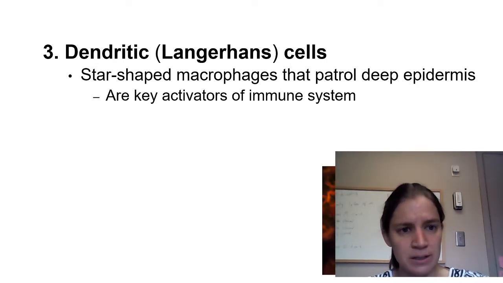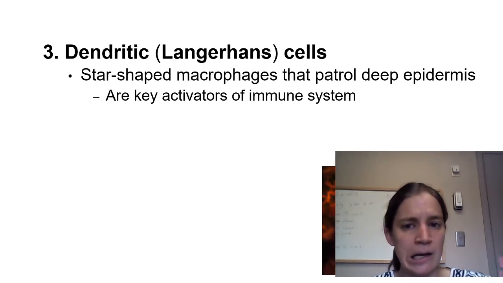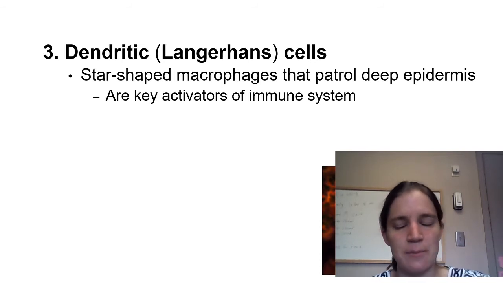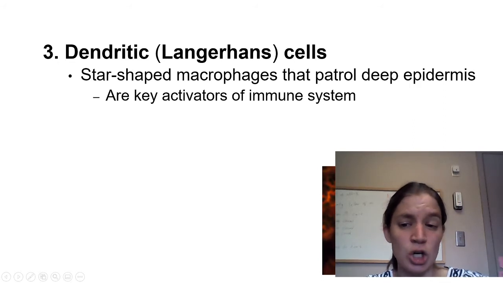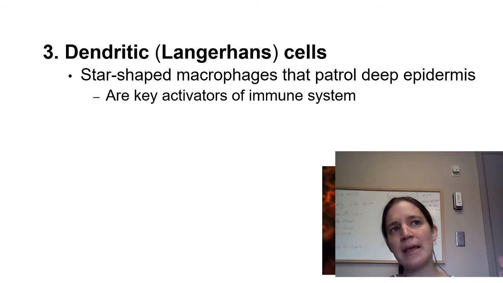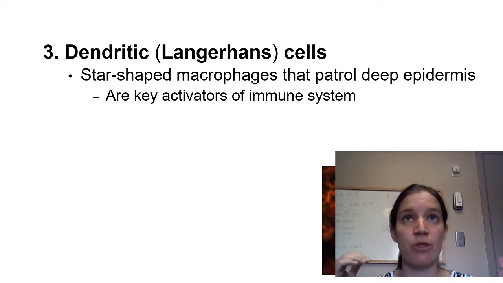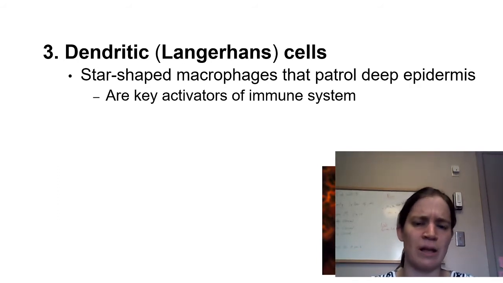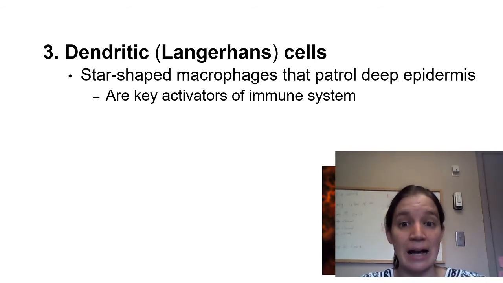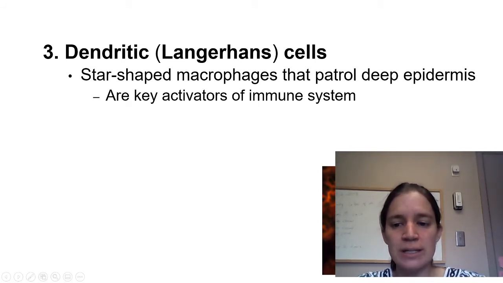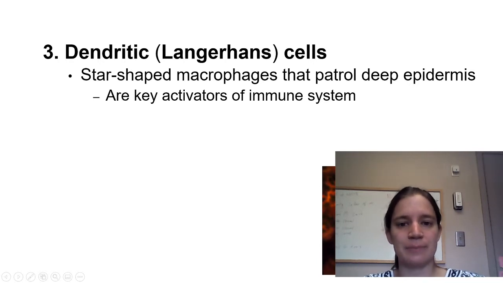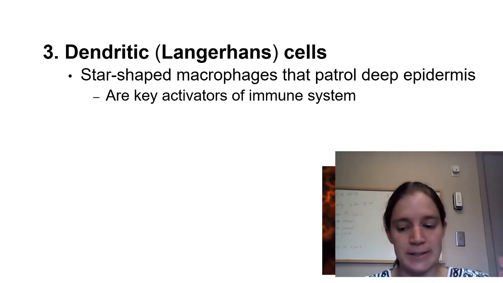The third type of cells that you'll see are Langerhans or dendritic cells, different names for the same thing. They're described as being star-shaped. I'm kind of seeing more pom-pom, but they're these spiky type of cells. They're macrophages. They're deep in the epidermis, so they're still in the epidermis, but again, they're deep. They're not on the outer level. And they act as activators of the immune system. When they notice something has gone wrong, they'll trigger an immune response.